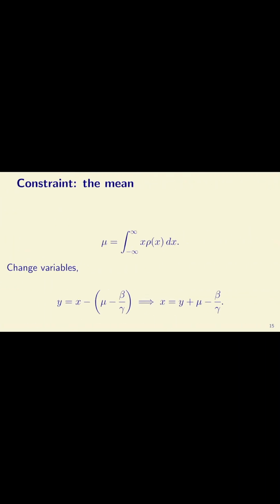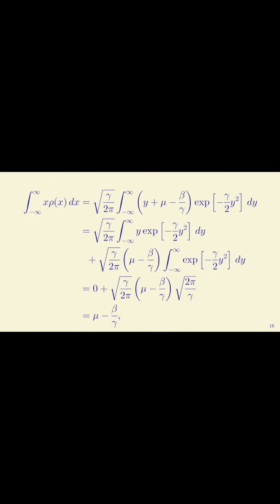The mean constraint? Yes, the mean constraint is this. So let's make a substitution to simplify the integral. Let y equal to x minus mu minus beta over gamma. Then x is equal to y plus mu minus beta over gamma. The integral becomes mu is equal to this. We can split this into two integrals. First part containing y here, and the second part containing only the exponential part.